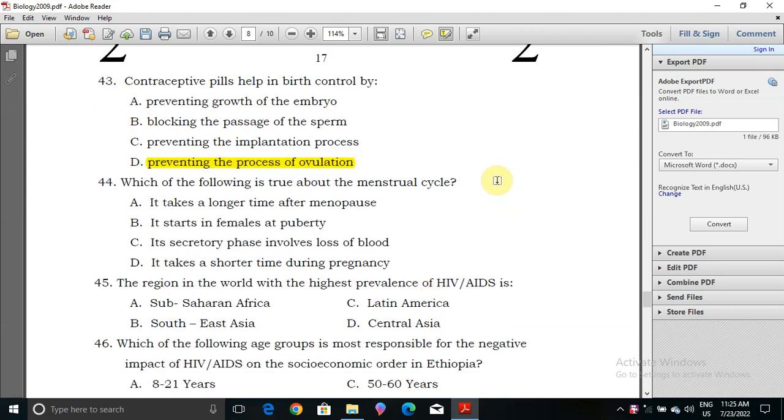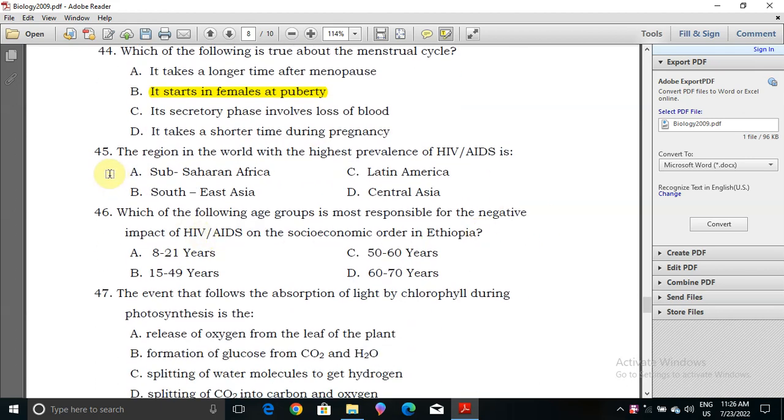Now question number 44. Which of the following is true about the menstrual cycle? Here it takes a longer time after menopause. No. It starts in females at puberty. Yes, this is the correct answer for question number 44. Now question number 45. The region in the world with the highest prevalence of HIV/AIDS, of course, will be Sub-Saharan Africa. It is the worst region that has HIV/AIDS, the highest prevalence of HIV/AIDS.